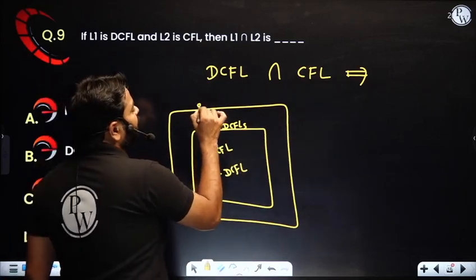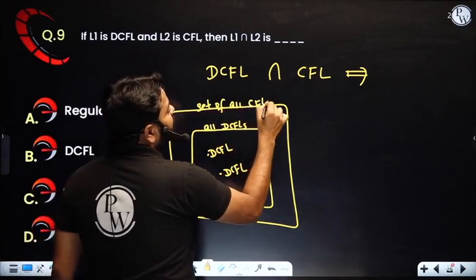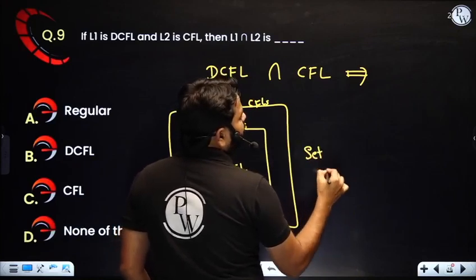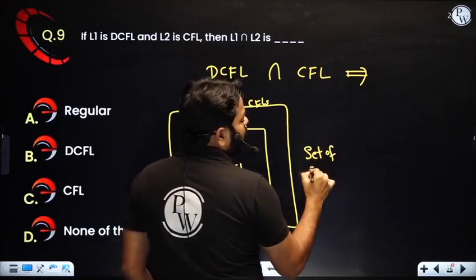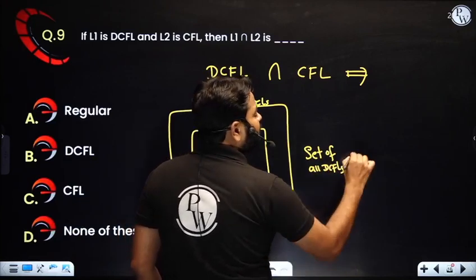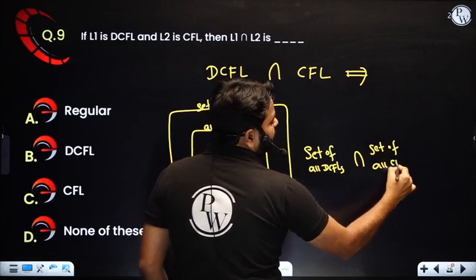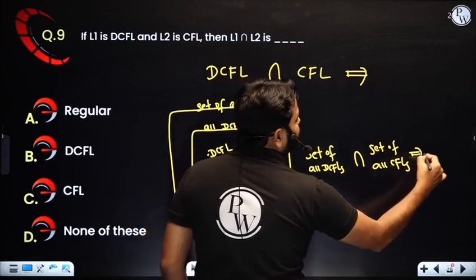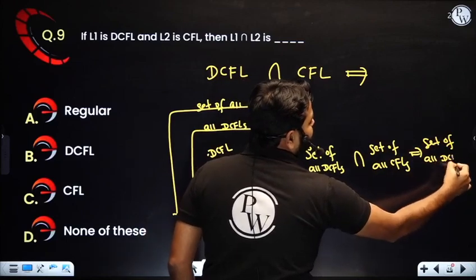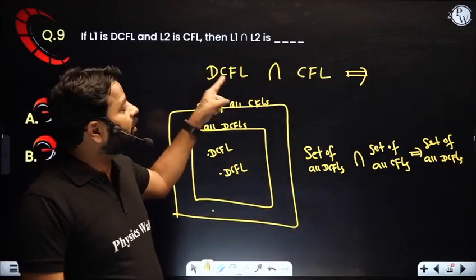This box is not a CFL. It is the set of all CFLs. Here, what is that? The set of all DCFLs intersection the set of all CFLs. This you get: the set of all DCFLs. That's true. But using this logic, don't conclude here.